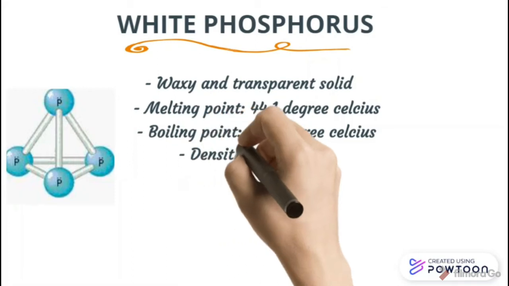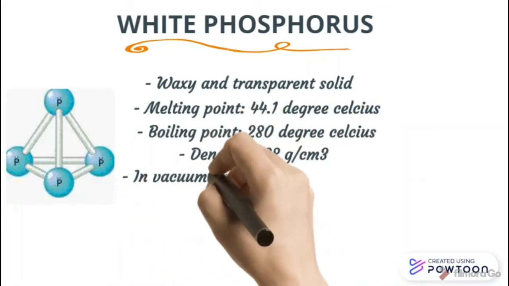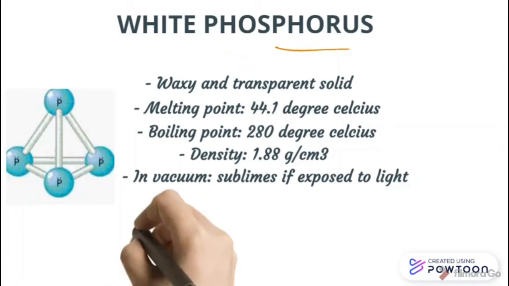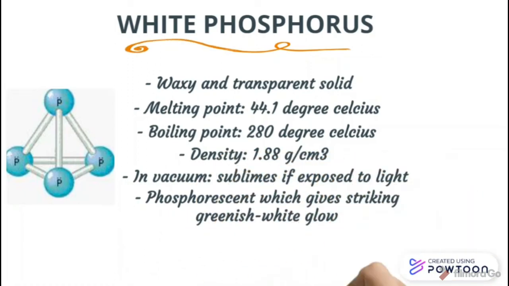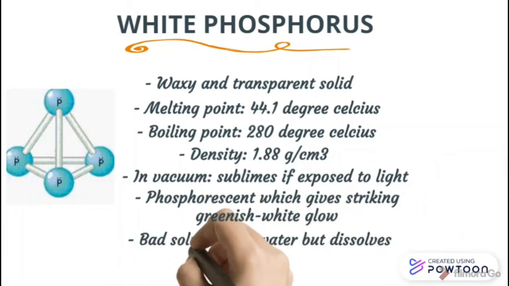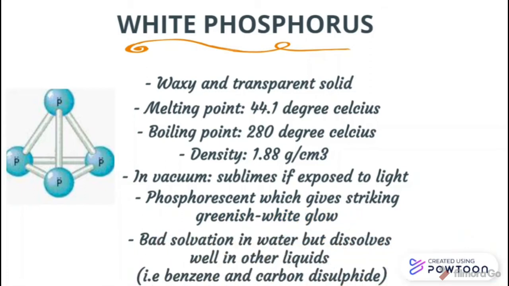The density of white phosphorus is 1.88 gram per centimeter cube. In vacuum, white phosphorus is sublimed if exposed to light, which means it's transformed directly from the solid phase to the gaseous phase without passing through an intermediate liquid phase. It is phosphorescent, which gives striking greenish-white glow in the dark when exposed to oxygen. White phosphorus has a bad solvation in water, but dissolves well in other liquids such as benzene and carbon disulfide.